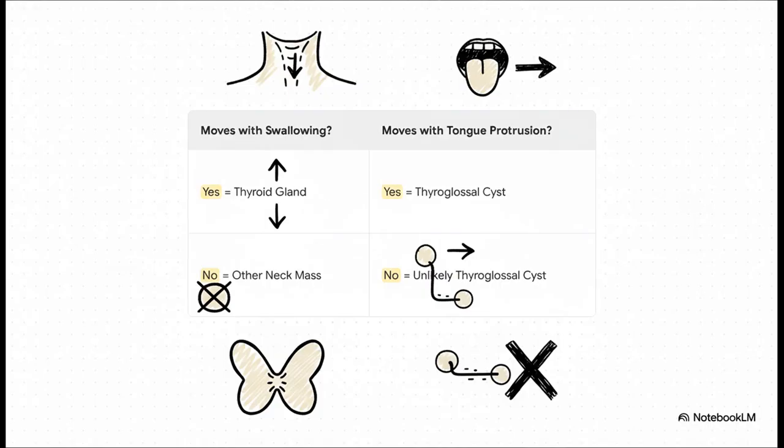And this little chart just brilliantly sums up the power of those two simple tests. See, if a mass moves when they swallow, it's almost certainly attached to the thyroid. But, and this is the cool part, if it also moves when they stick their tongue out, that points to a whole different diagnosis, a thyroglossal cyst. It's a fantastic bit of clinical detective work.